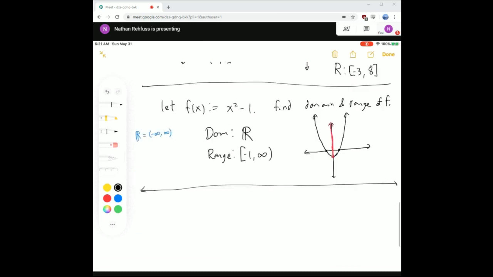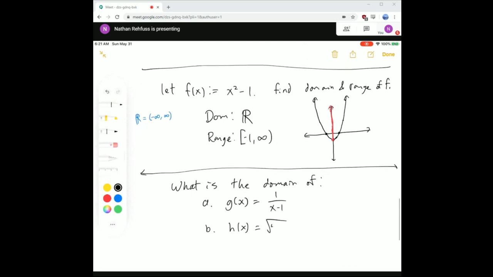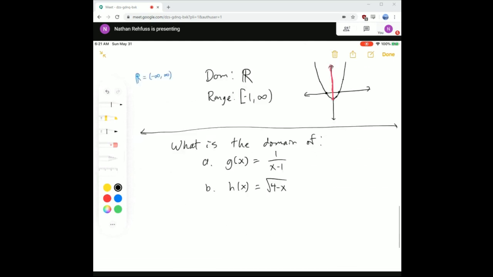I could do something like this. What is the domain of, here, let's make this a two-parter. Let's say g of x equals 1 over x minus 1. And let's say h of x equals root 4 minus x. This is going to highlight the restrictions we have on domain so far, in fact.